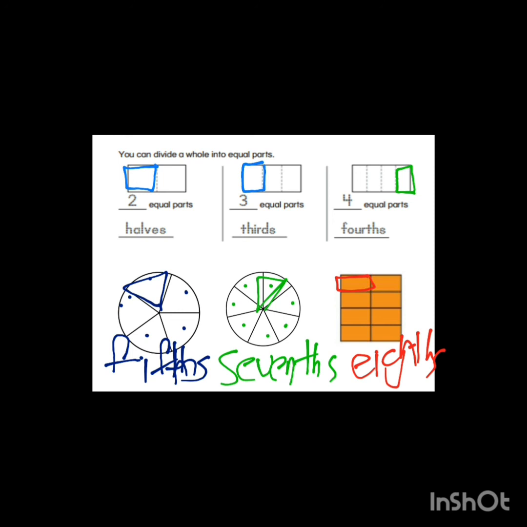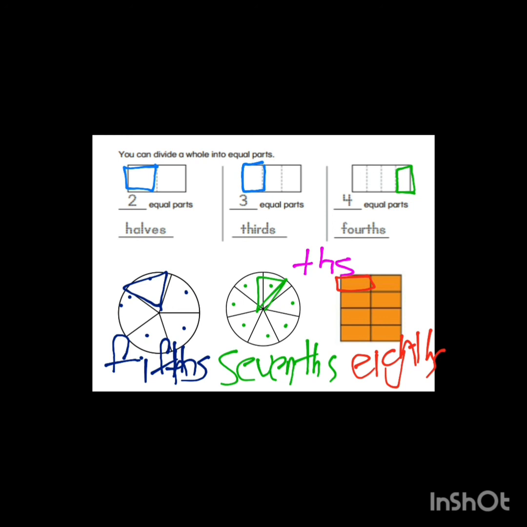Do you notice something here? Do you notice that if my shape is cut into 4, I will say fourths. Cut it into 5, fifths. Cut it into 7, sevenths. Cut it into 8, eighths. So just count how many parts I have, then add th at the end. If it's a lot, we will put s, like eighths. But the one piece is an eighth.